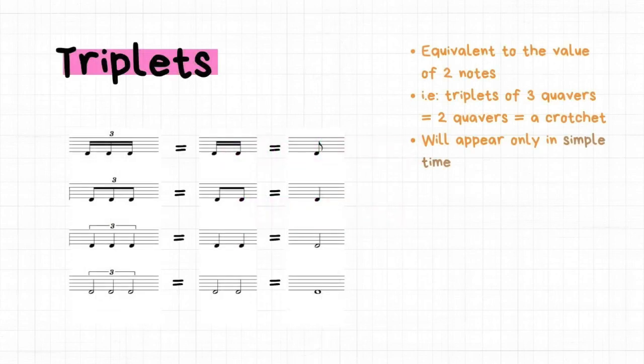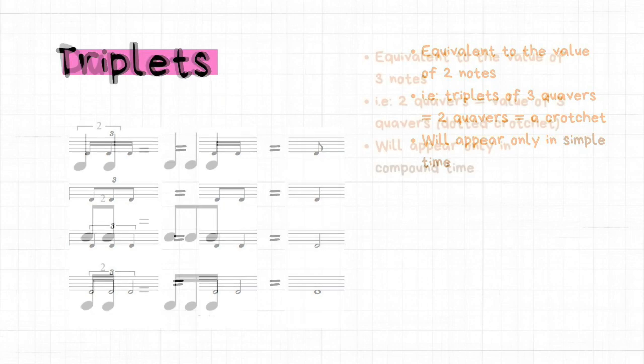The triplet is equivalent to the value of 2 notes. For example, the triplet of 3 quavers will be equivalent to 2 quavers, which is a crotchet. It will only appear in simple time. In this diagram, we will see triplets in various note values. The idea is always the same. Count them as only 2 notes.